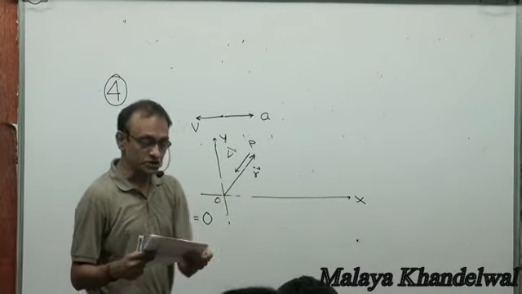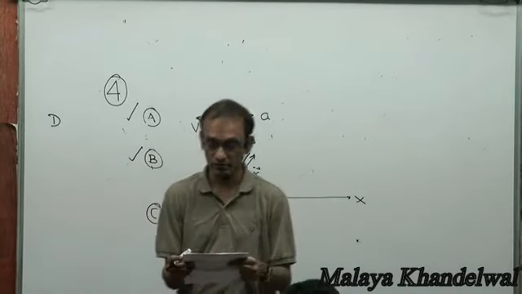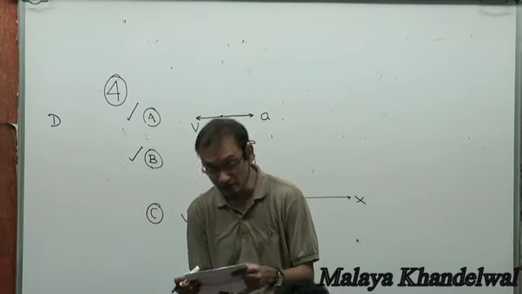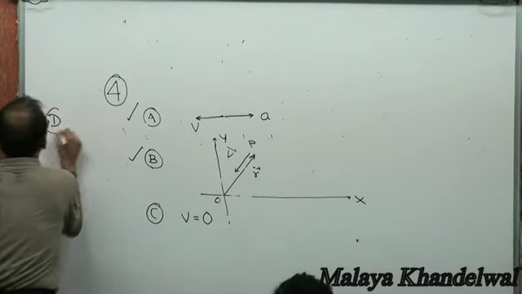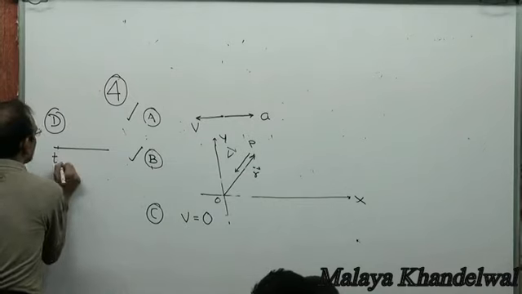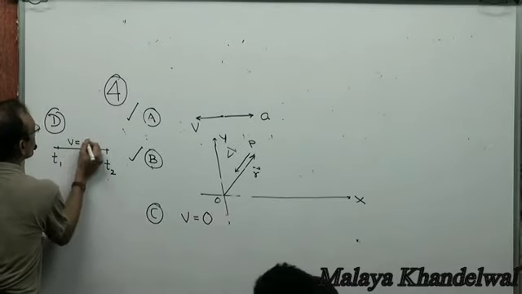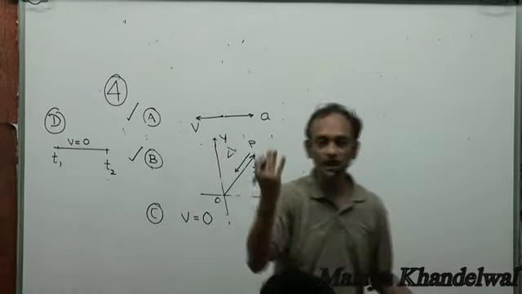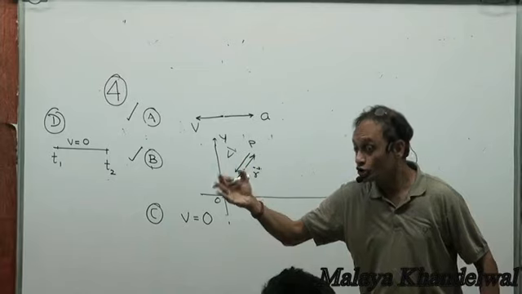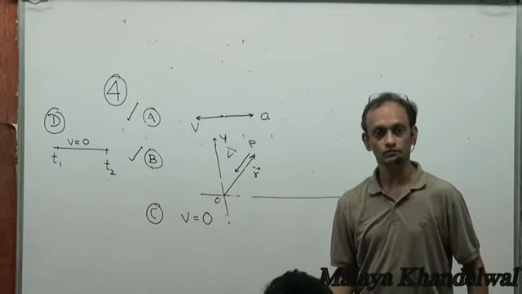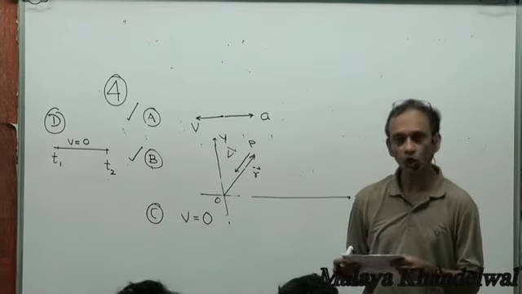Okay. Option D: if velocity is zero for a time interval, acceleration is zero at any instant within the time interval. Yes. If, let's say between t equal to t1 and t equal to t2, velocity is zero over a time interval, not at an instant, but over a span of time, then acceleration also is zero, right? So option D is true. Option D is also true.